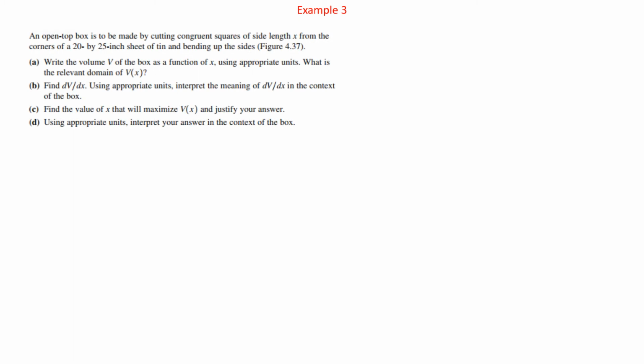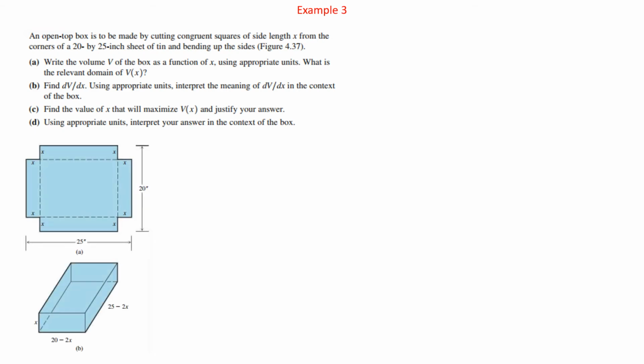Another example, and this is a fairly typical type example. We've seen this a few different times, not this year, but we have seen it in the past. An open top box is to be made of cutting congruent squares of side length x from the corners of a 20 by 25 inch sheet of tin and bending up the sides. What does that mean? That means this. We have a 20 by 25 inch sheet of tin. We cut out x's and we bend up the sides. That makes the height of this x and the two side lengths 20 minus 2x and 25 minus 2x.